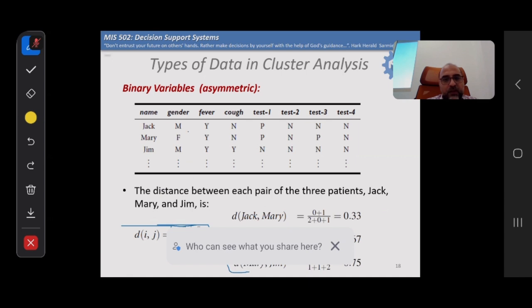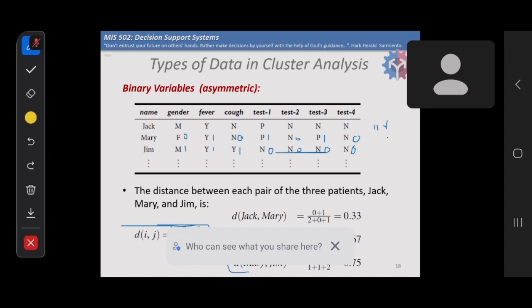Let's see how many match. This is like 0 and 1. This is like 1 and 1. This is like 0 and 1, right? This is like 1 and 0. This is like 0 and 0, right? I hope you're all following me. This is like 1, 0, and this is like 0 and 0.